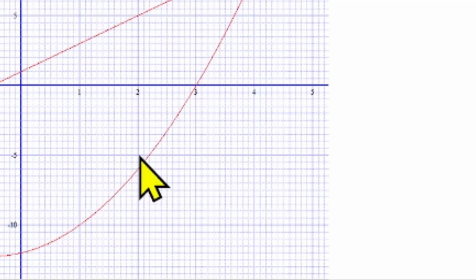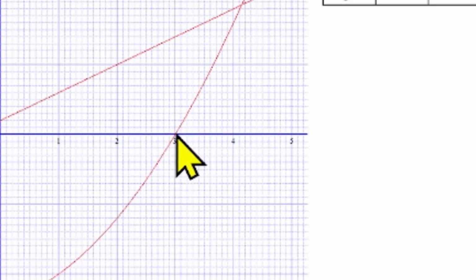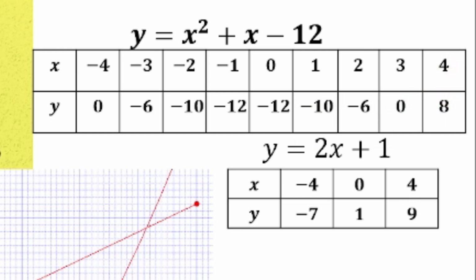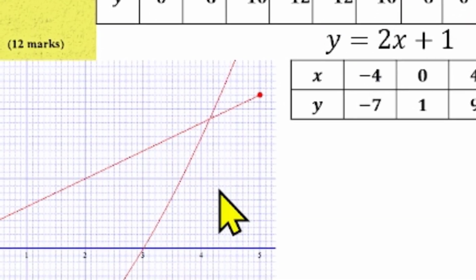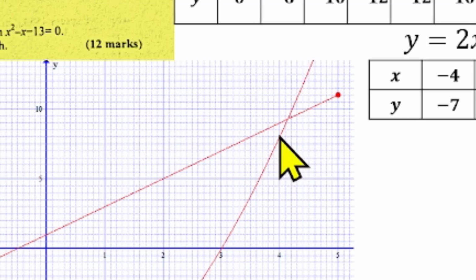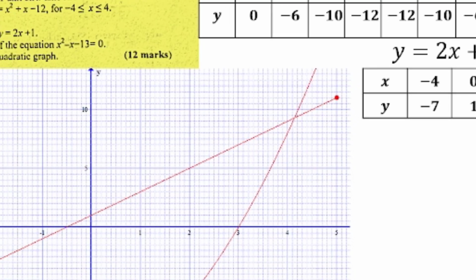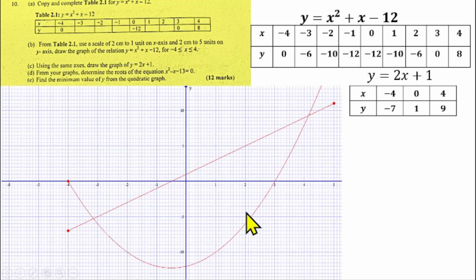So this is minus 5 here, so minus 6 is here. When our x is 3, our y is 0, so that will go on the x-axis. And then when our x is 4, our y is 8. So this is 5 here, this is 6, 2 lines 6, another 2 lines 7, another 2 lines 8. So we have another point here. Then you join the points together using your ruler or a French curve. So use your French curve to draw the curve.